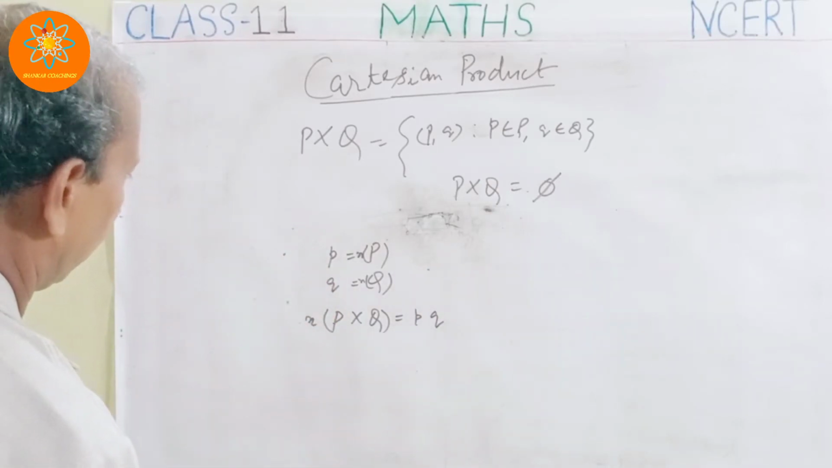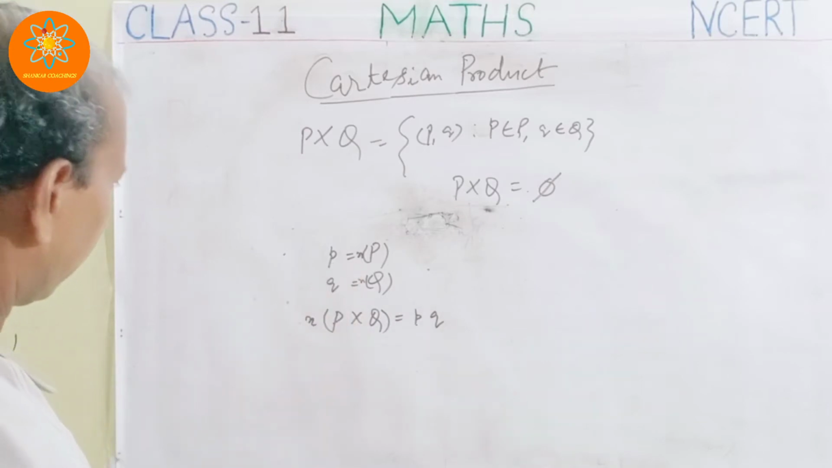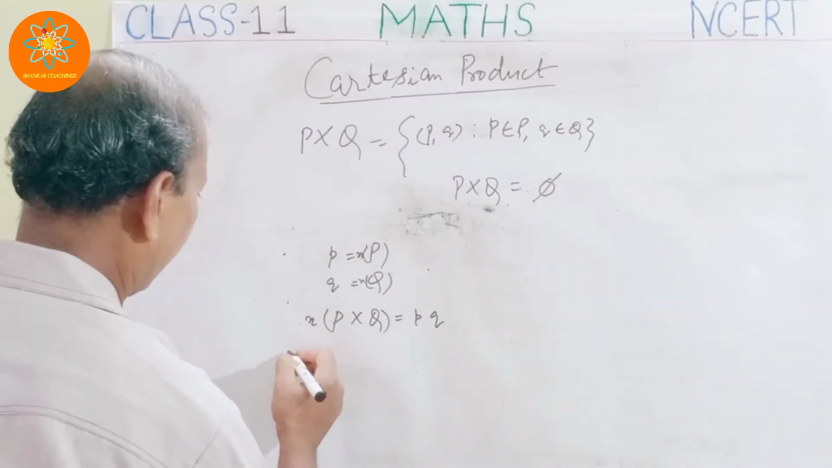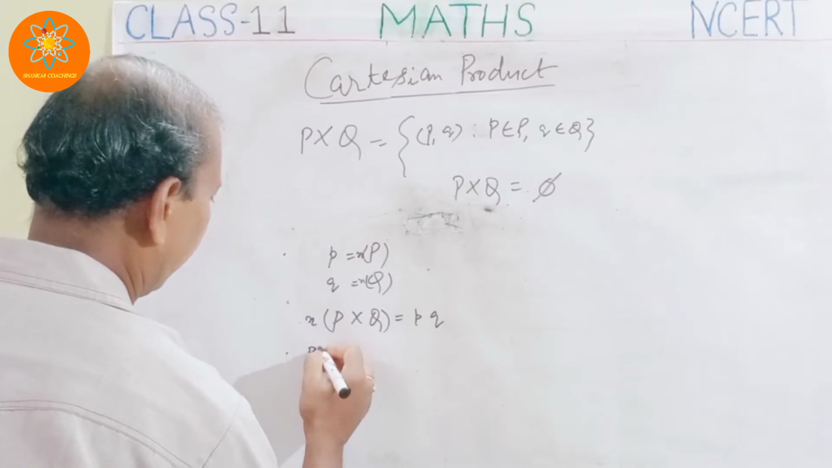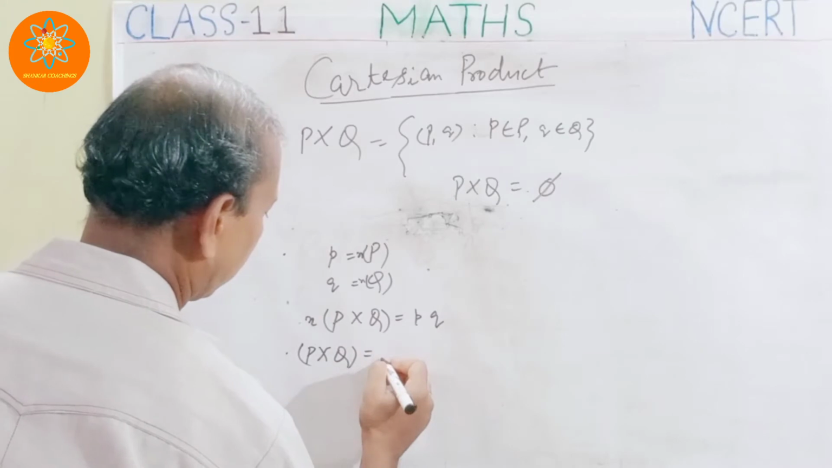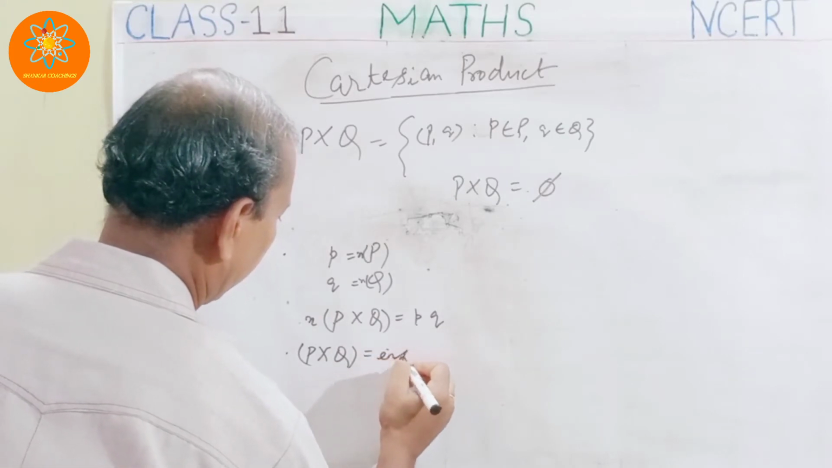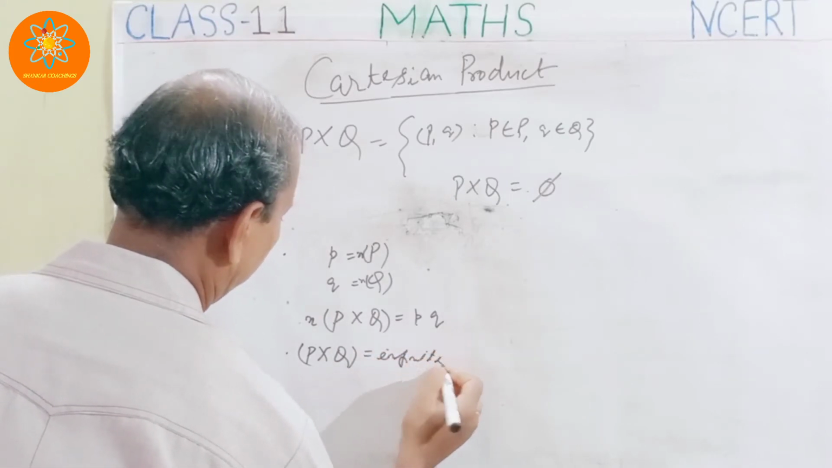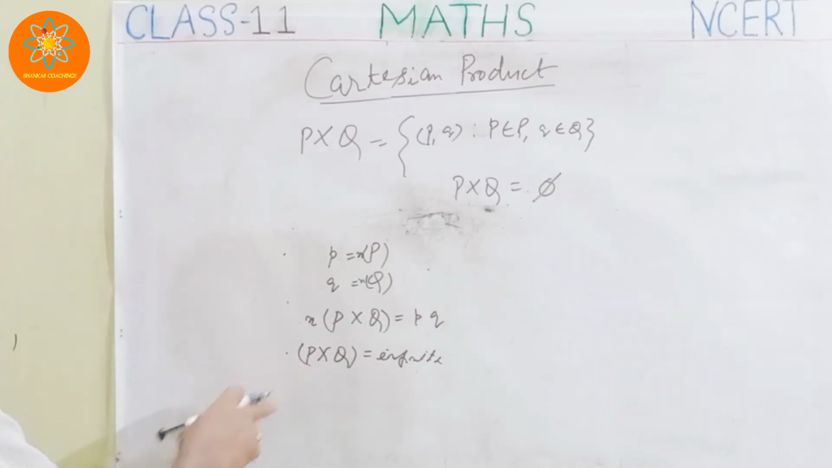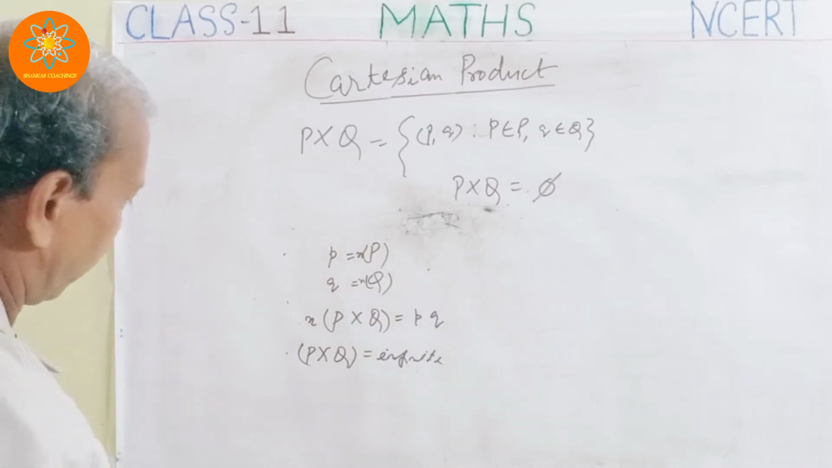Let's suppose sets P and Q are given. In the case where the number of elements in set P is infinite, what will happen? If you find P cross Q, in that case also P cross Q will be infinite. If P is infinite or Q is infinite, then P cross Q will also be infinite.